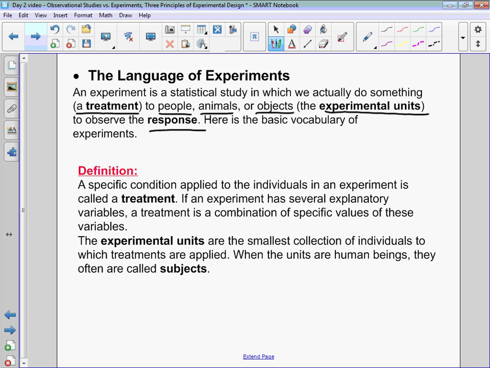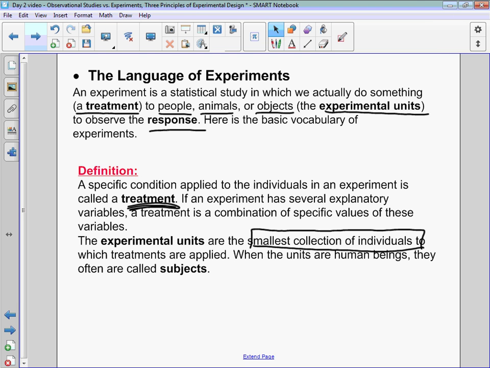So the condition that we apply to individuals is the treatment. The experimental units, and this is the thing, are the smallest collections of individuals to which treatments are applied. And this part, the smallest unit of individuals, is what really messes people up with experimental units. We're going to look at this in a second, but this is really important. It's what is the smallest group that we're giving a treatment to and that we're measuring the response in. If our smallest individuals are human beings, we call them subjects.